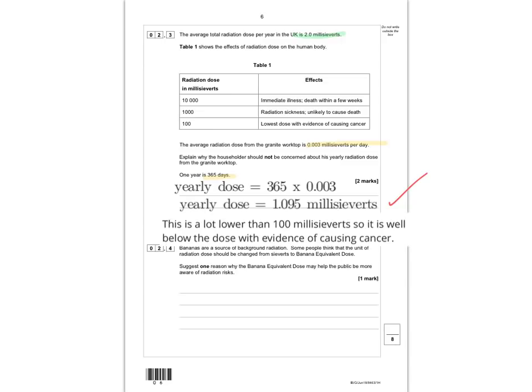So the second mark is written here. It's a lot lower than the 100 millisieverts required to cause cancer, so it's well below the dose with evidence of causing cancer, and words to that effect will get you the second mark for this question.